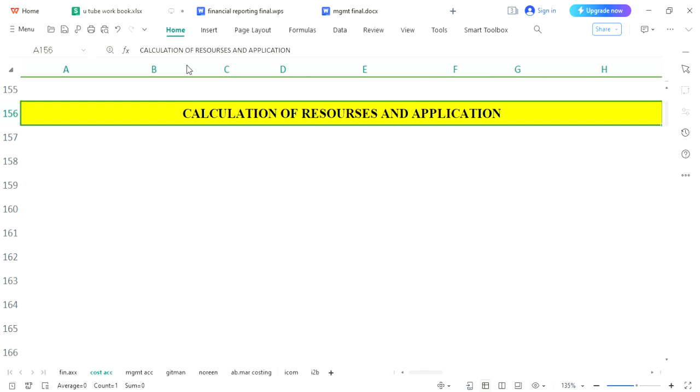Today's target is to understand how to calculate resources and application in the cash flow statement. This is a very important topic because we have already understood how to calculate cash from operations. But now, cash from resources, that means how much cash you have received, and how much cash you have paid is application. First, please note it down.